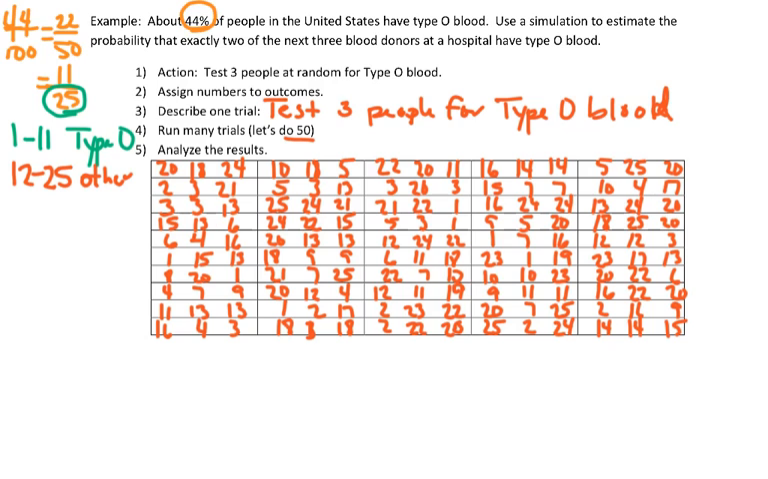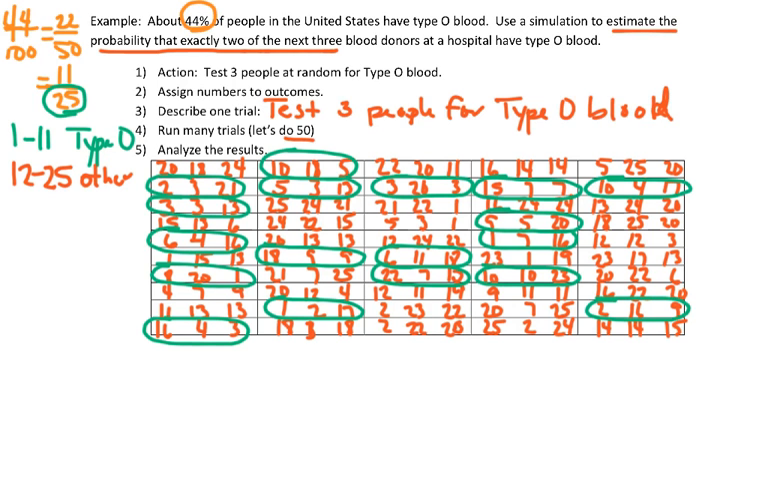Here are my results. So what I'm going to look for is to analyze the results and remember the question. Estimate the probability that exactly 2 of the 3 have type O blood. So what I'm going to do is circle the trials that have 2 out of the 3 having type O blood. So I'm looking for numbers 1 through 11, and I need 2 of them in each box. So I have one here, another here, and I will pause the video and circle all the ones that have exactly 2 of the 3 blood donors having type O blood.